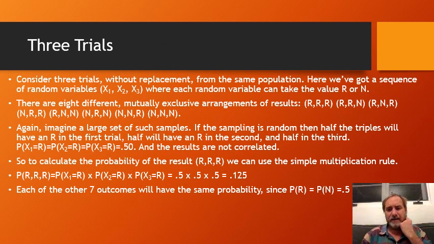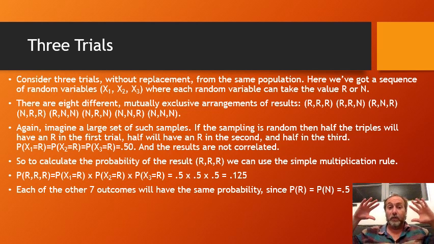Okay, so hopefully that made sense. Now moving on to 3 trials. What if we did 3 trials without replacement from the same population? Here we've got a sequence of random variables, x1, x2, x3. Each random variable can again take the value R or N. So now, instead of 4, we've got 8 different mutually exclusive possible results. You could have RRR, RRN, RNR, and so on.